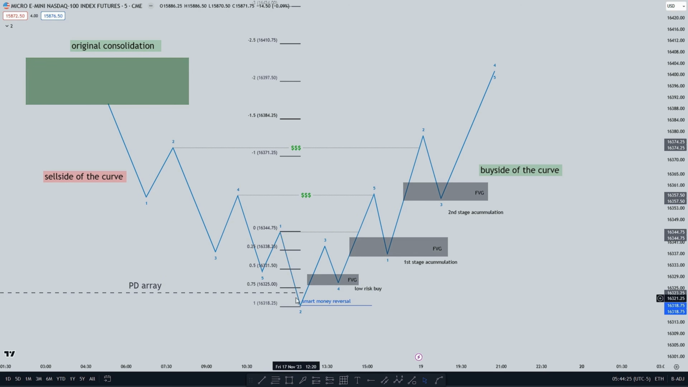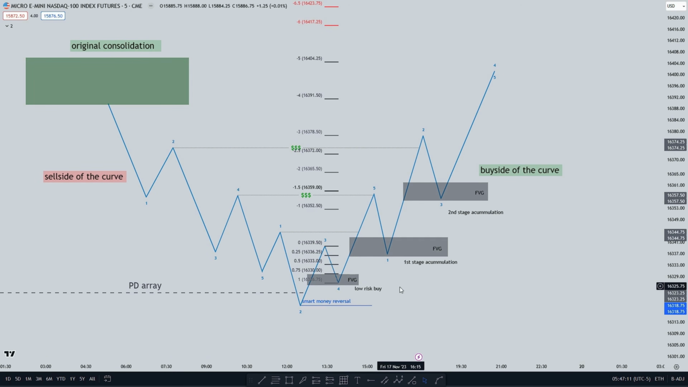The standard deviations also work on the market maker buy model. As you see, the -1 to -1.5 range aligns with the second stage accumulation, and the original consolidation aligns with the -2 to -2.5 range. The low risk buy standard deviations also work, of course, on the market maker buy model, and as you see at the -1 to -1.5 range, we have the first stage accumulation.